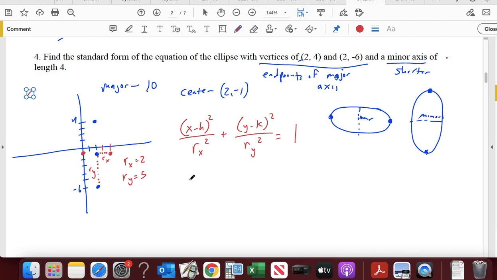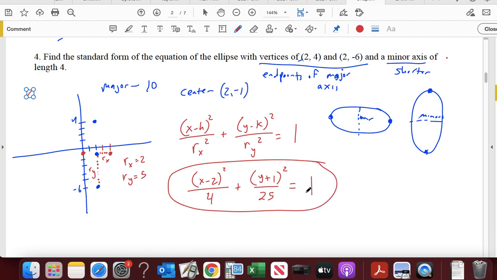So now I've got everything I need to write the standard form of the equation. So x minus 2 squared plus, I've got y plus 1 squared. So there's my center and how it manifests itself in the equation. Now I just need Rx squared, which remember Rx is 2, so this is 2 squared, or 4. And then Ry is 5, and this is Ry squared, which is 25. And there we go. There's our standard equation of our ellipse.